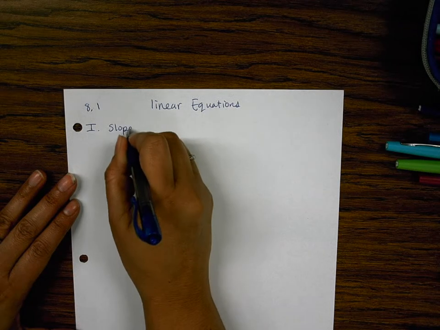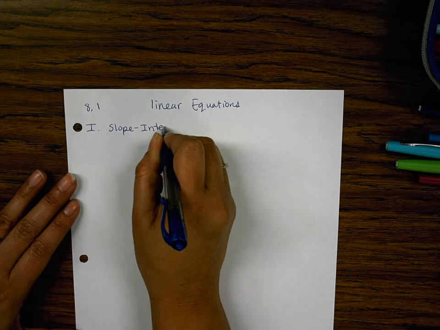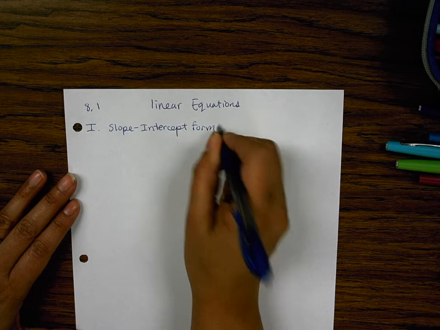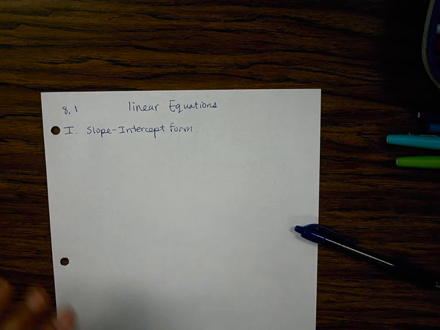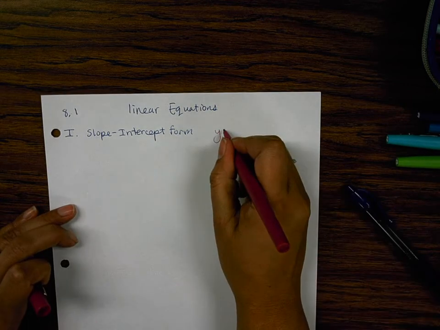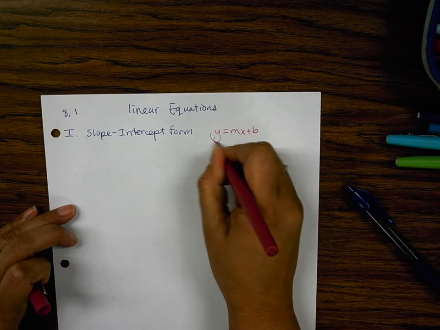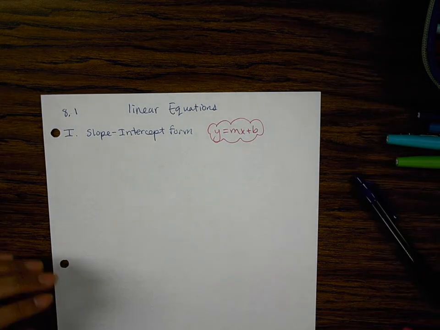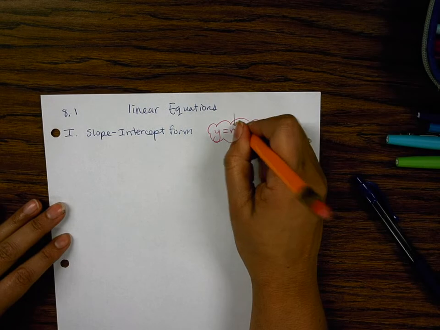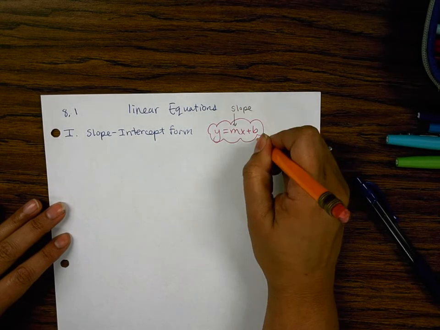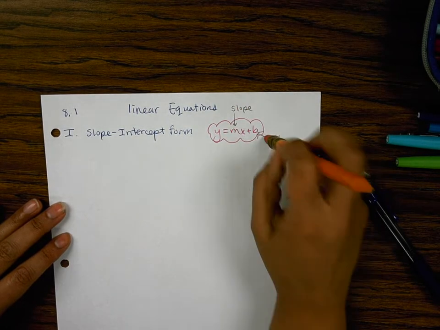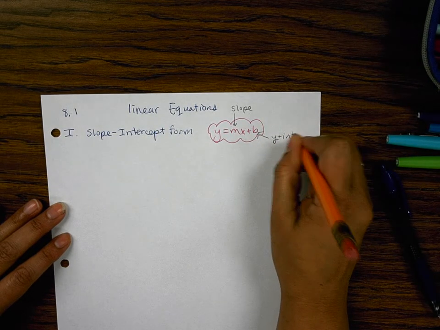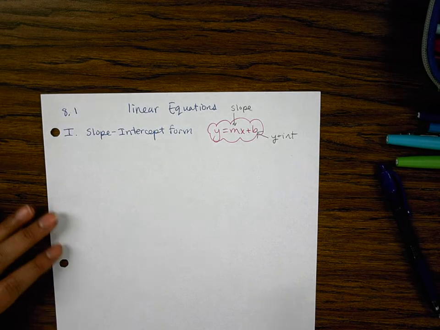slope-intercept form. Okay, slope-intercept form, if you remember from a previous math class, is y equals mx plus b, where m is the slope and b is the y-intercept, and your x and your y are your variables. All right.